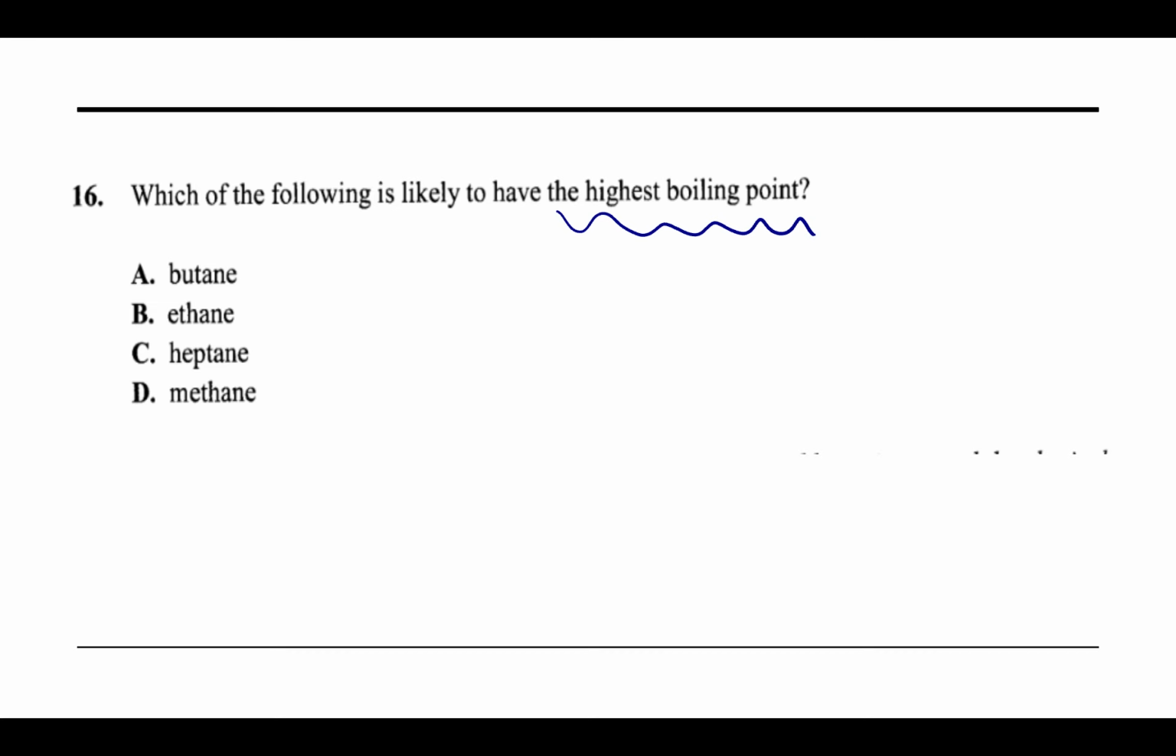So butane, ethane, heptane, and methane. They all have single bonds. Butane would have 4 carbons, ethane would only have 2, heptane would have 7, methane only has 1. So to have the highest boiling point, you are going to be the biggest compound, and heptane would be the biggest without drawing the whole thing out, just because they all have 7.